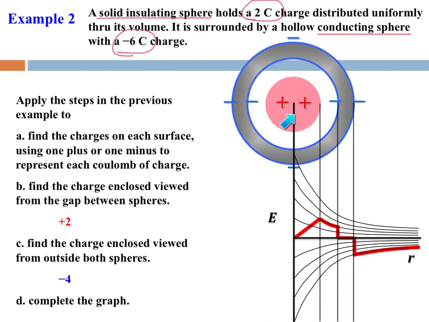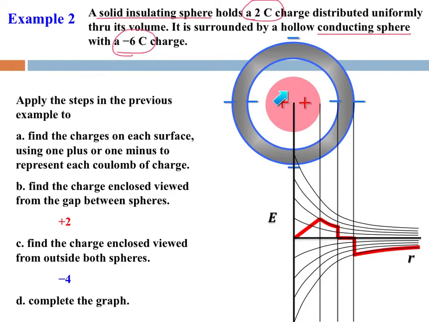And what it cannot attract, it will be distributed on the outside of this sphere. So we have 2 negative charges that are being attracted to it. And then we have the remainder of the charges, which are -4 on the outermost surface. Again, because the outside sphere is still a conductor, we still have no charges placed on the inner part of the outer sphere. So we saw these examples in our previous video.